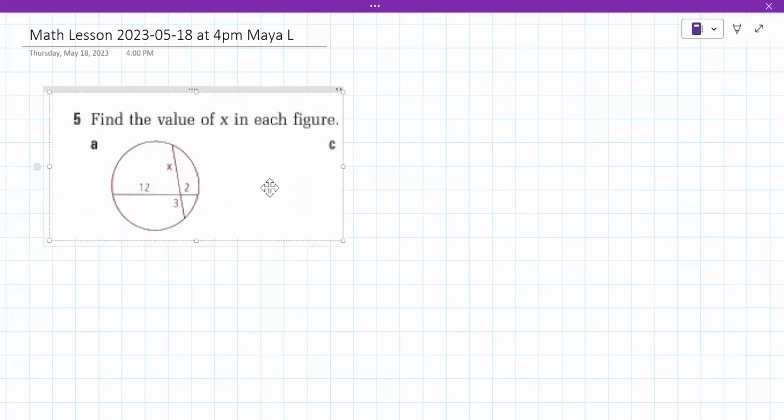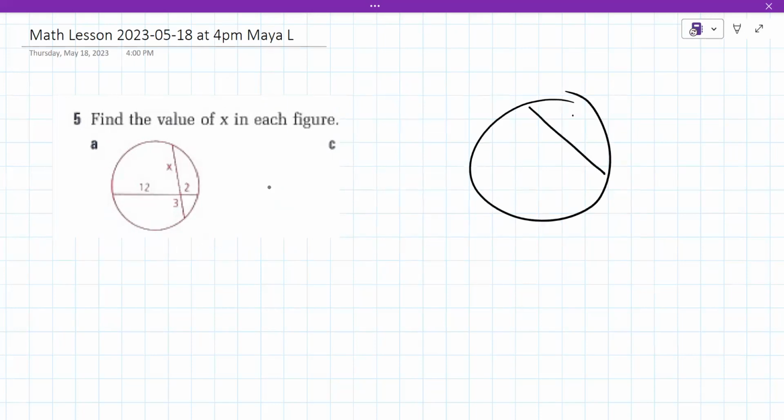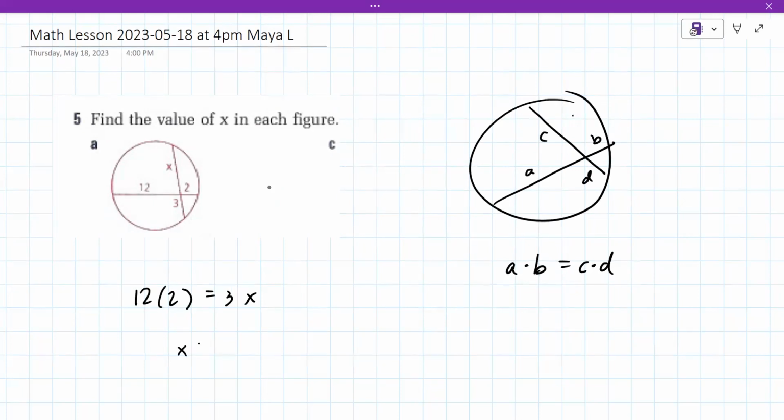Find the value of x in each figure. This one is based on the fact that it's a chord, A, B, C, and D. So A times B equals C times D. So in your problem, it's 12 times 2 equals 3 times x. And so that means that x ends up equaling 24 divided by 3, or 8.